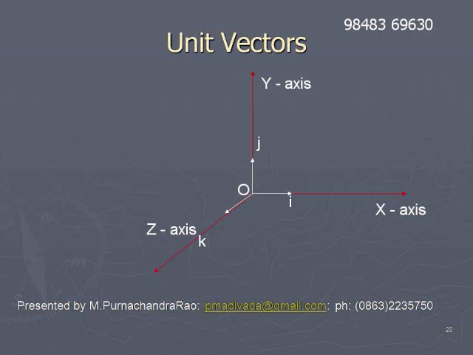The unit vector along the x-axis is termed as small i. The unit vector along the y-axis is termed as small j. And the unit vector along the z-axis is taken as small k. These are known as unit vectors along the x, y, z axis.